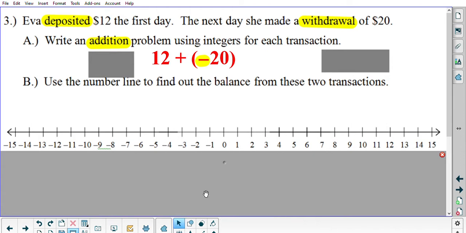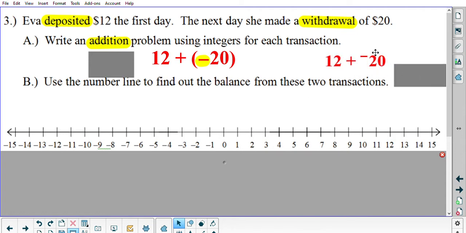I will give you another option. If you don't like writing those parentheses because they don't really matter in the grand scheme of mathematics here, then you can actually just put the negative sign higher up, in front of that 20. That would be acceptable by me. I'll actually interchange on the second page which way I write it. Sometimes I'll put the negative in parentheses, other times I won't. So just be prepared. I'm going to interchange which way I do it just to get you used to both methods.